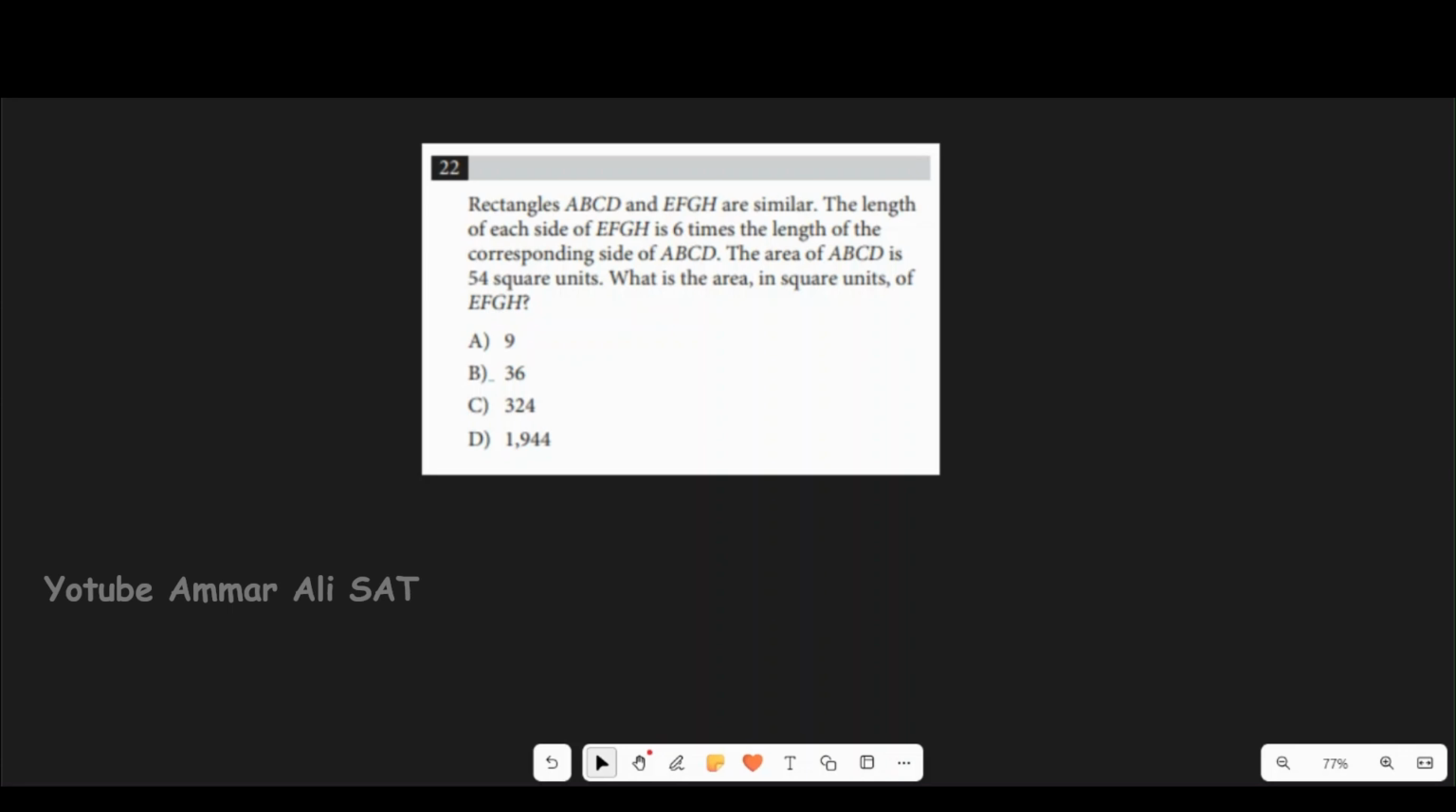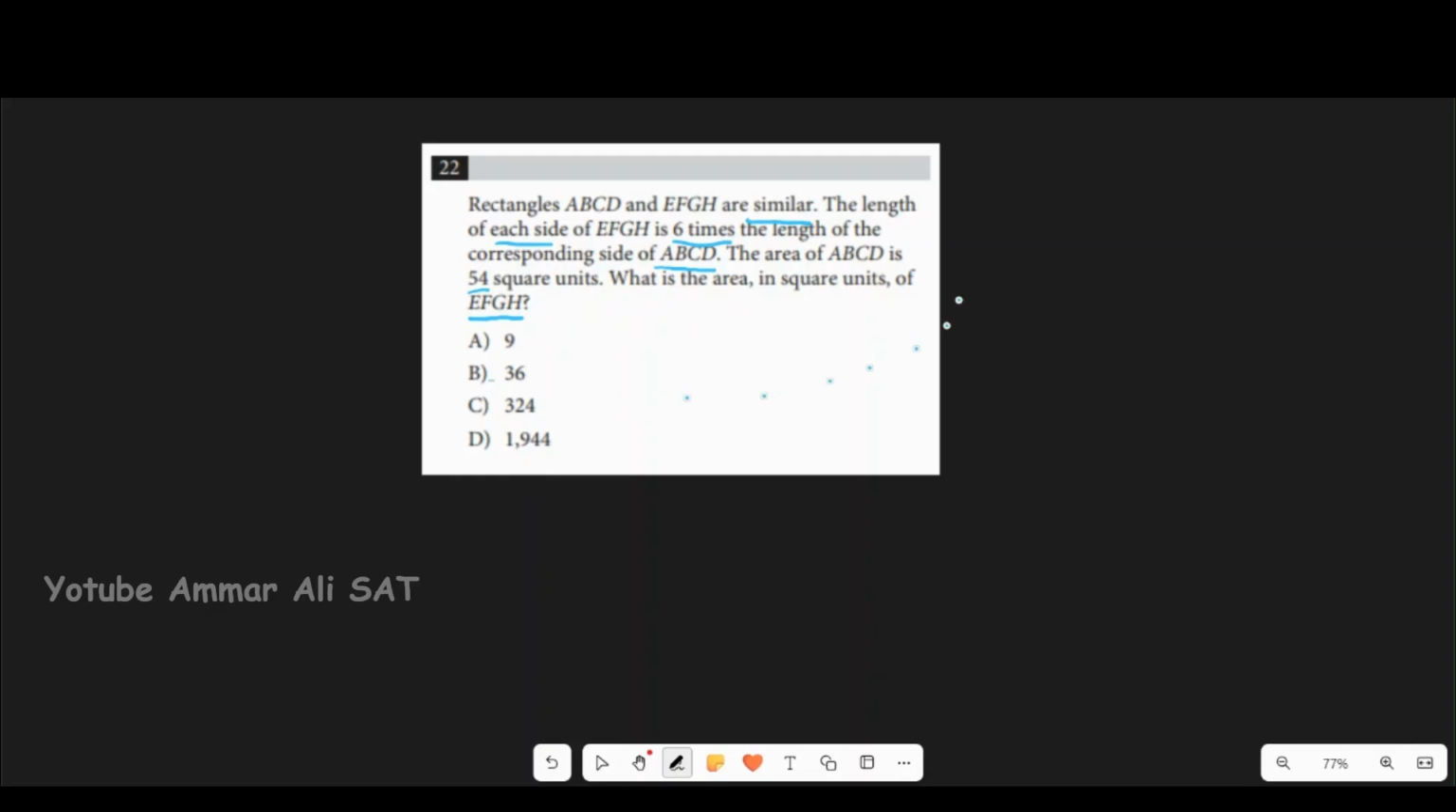This is from the 2024 official practice test 5 math module 2, linked in the description below so you can follow along. Rectangles ABCD and EFGH are similar. The length of each side of EFGH is 6 times the length of the corresponding side of ABCD. So each side means all four sides, okay? The area of ABCD is 54 square units. What is the area in square units of EFGH?